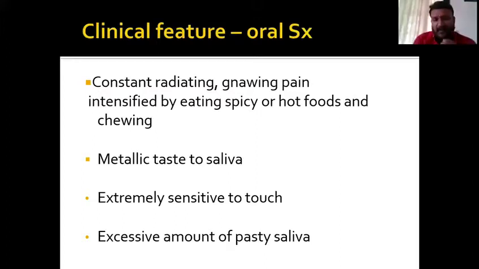Extremely sensitive to touch. Once you touch the tooth, once you touch the gingiva, there will be severe pain. Excessive amount of pasty saliva. Ideally the saliva is not pasty. Okay, so there will be pasty saliva, a thick mucus type of saliva will be present.